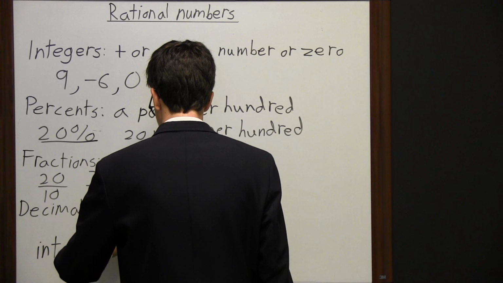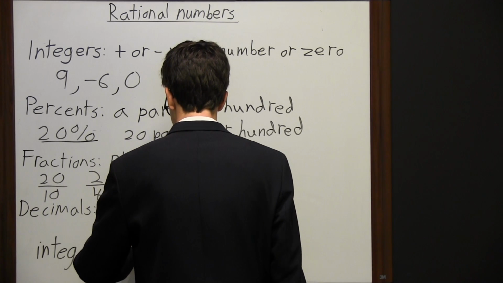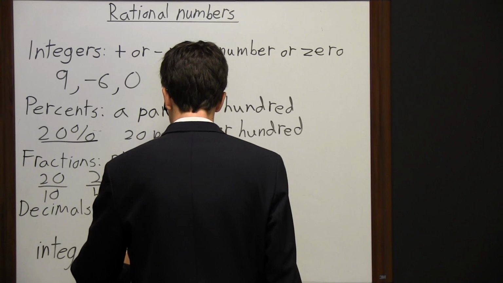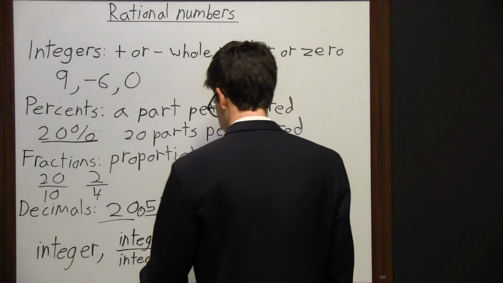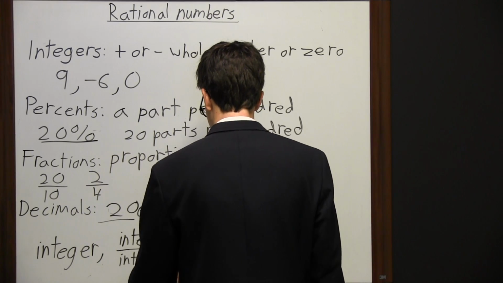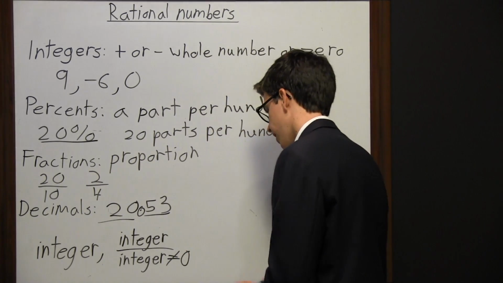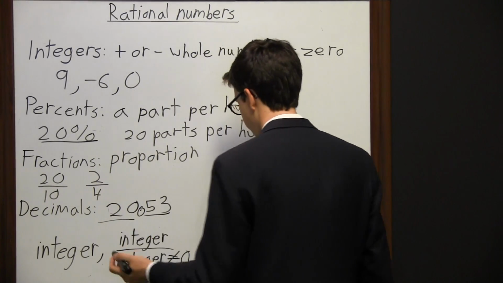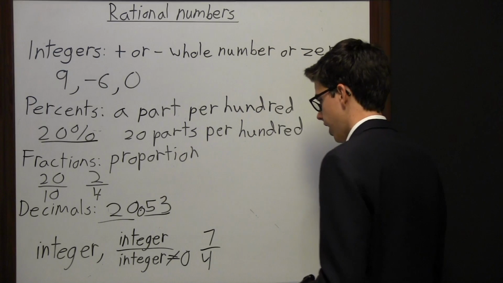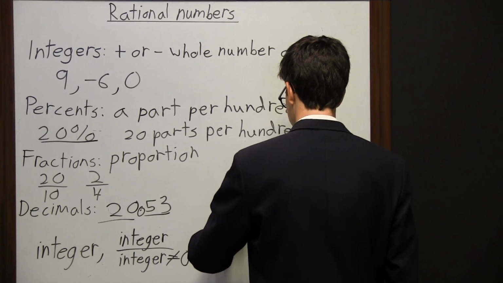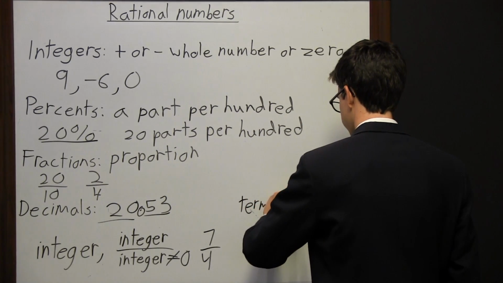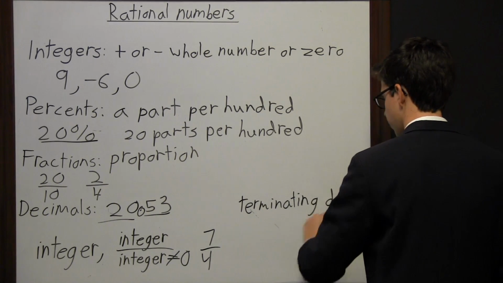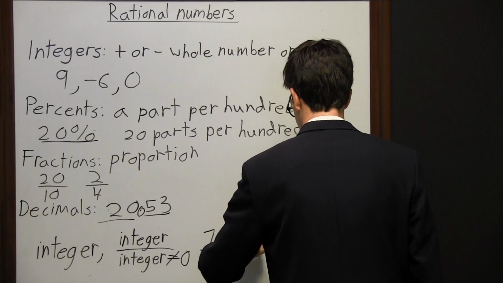If it's a fraction, it has to be an integer divided by an integer. And this integer cannot equal 0. So it's an integer divided by an integer. So 7 divided by 4 works. Now, decimals are a little bit more complicated because it either has to be a terminating decimal or a repeating decimal.